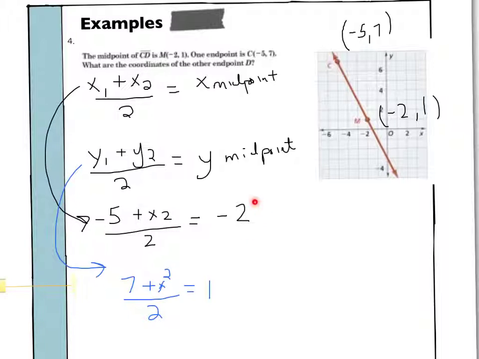But I know the midpoint's x value is -2 because it's right there. So that's what we would normally get. This is what we already have. So now what's missing is just the x2. And I'm going to cross multiply in a minute to figure out what that is. And I'm going to do the same thing for the y.